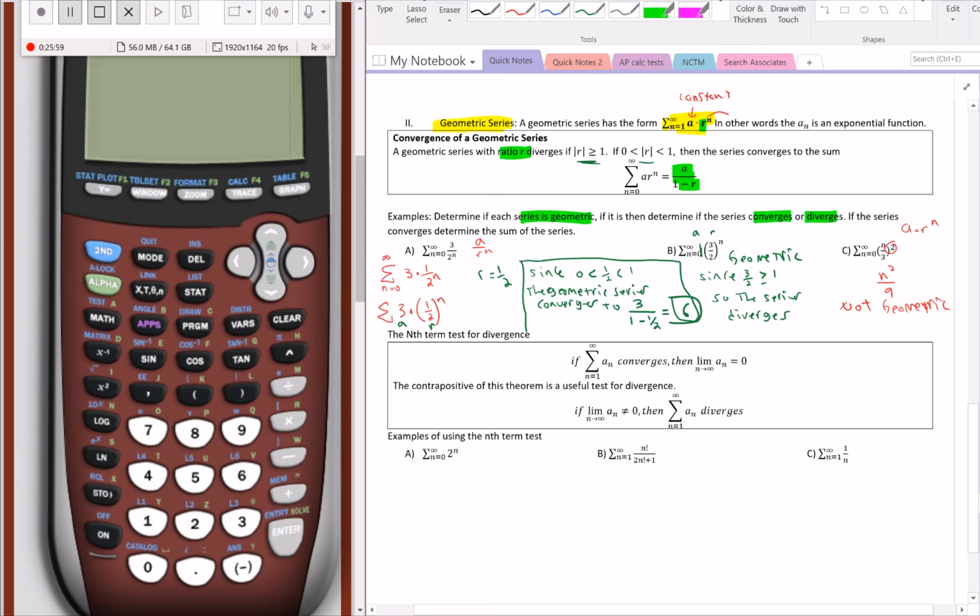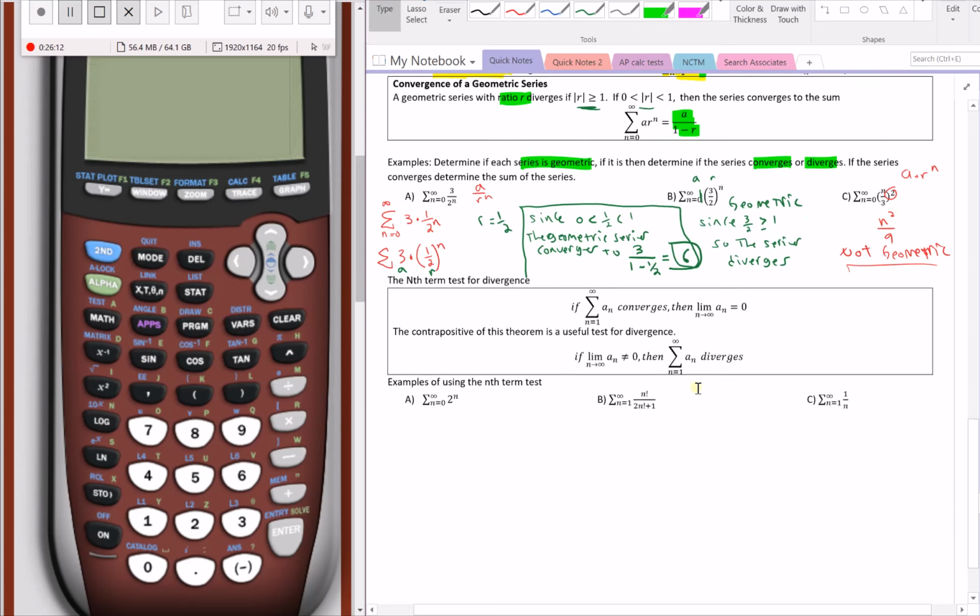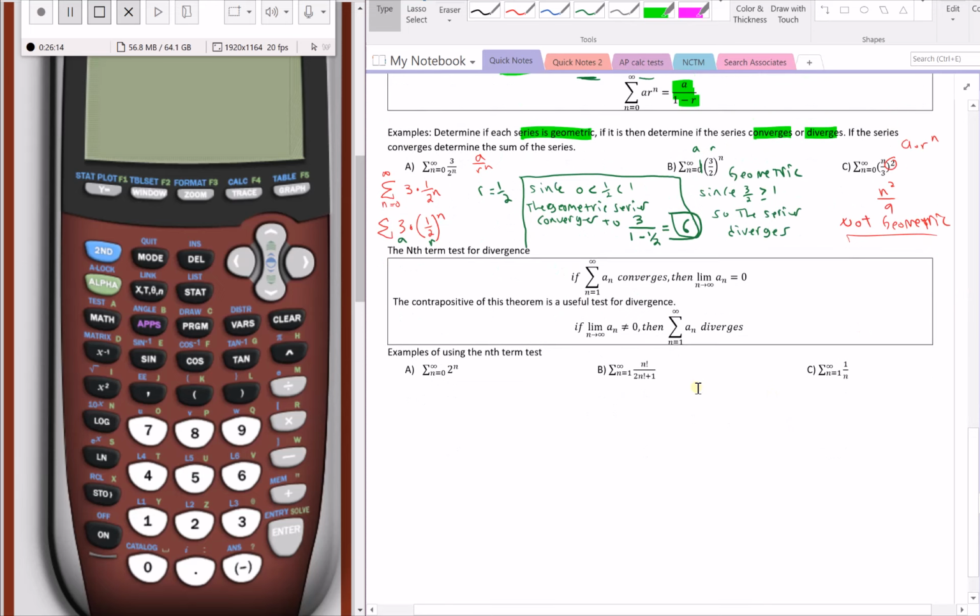But you could even determine if this converges or not. Adding up these things, it is going to diverge. So let's not worry about that right now. But it's not geometric, so we're just going to stop there. All right. So that's that. Let's keep going on to the last little piece we have to do.